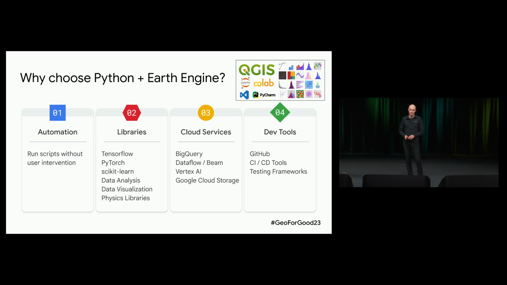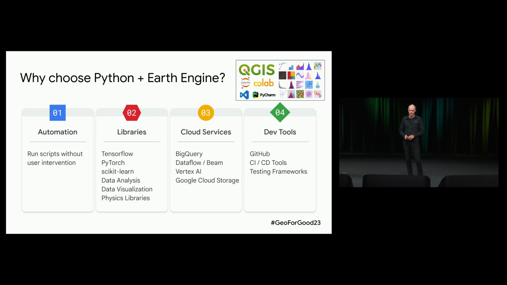And there's also a lot of cloud services that are helpful. And with Earth Engine being more connected to Google Cloud, it's nice to be able to take advantage of these services. And with Python, you also get development tools, things like GitHub. You can create a script repo and collaborate with people on an analysis. You can package that repo up and deploy it as a Python package for others to install and use. There's continuous integration, continuous deployment tools, testing frameworks, and these things that you don't get in the code editor.